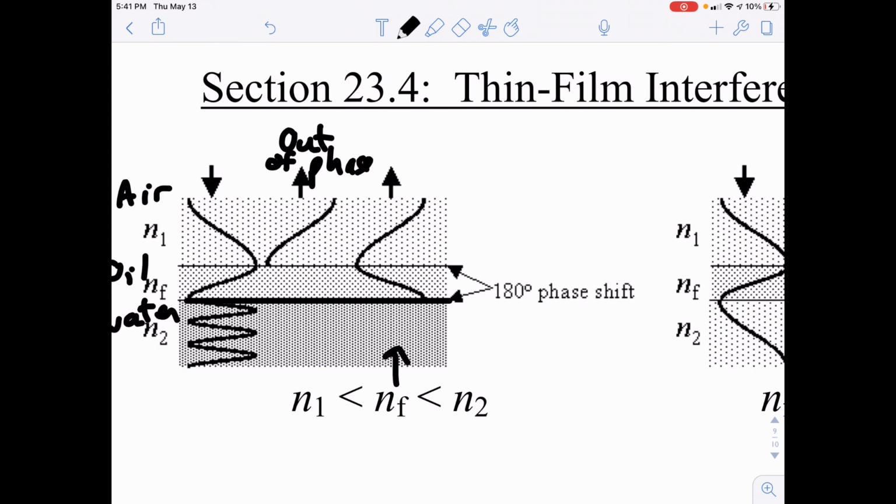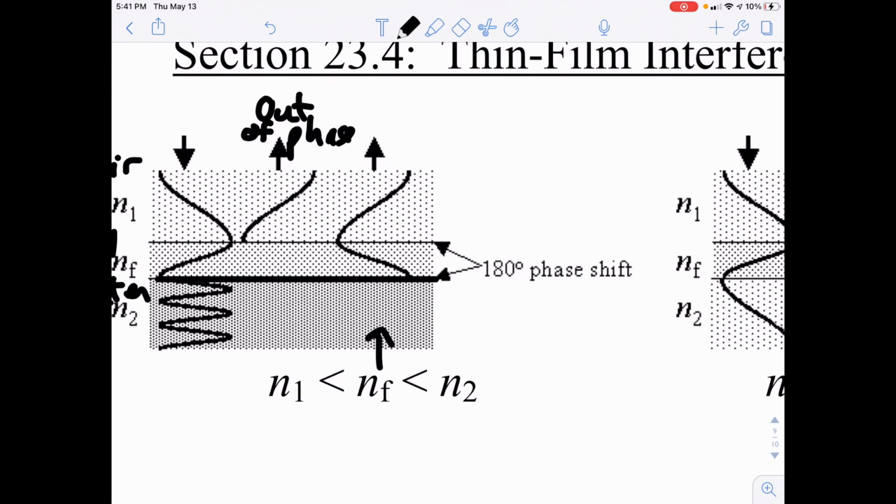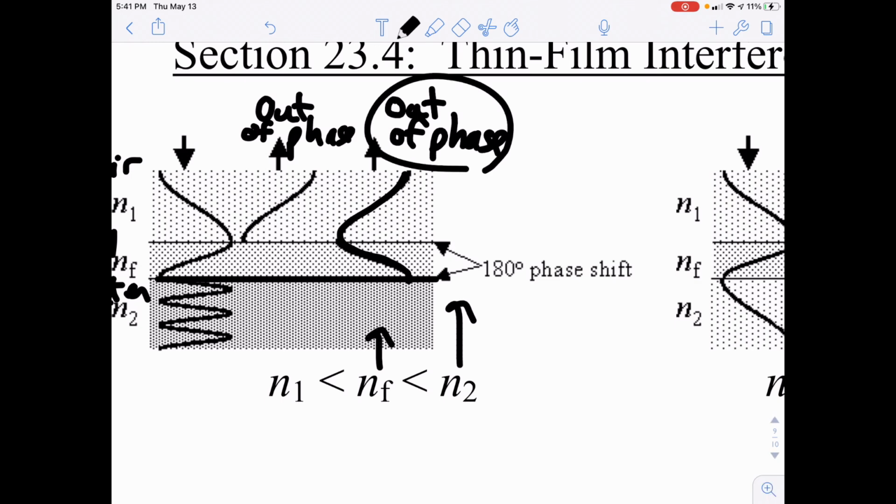But notice at the bottom boundary as well, n2 is higher than n of the film. And notice we're also reflecting out of phase compared to the original incident wave. So both reflections are out of phase. Now keep in mind, they're out of phase with the original incident light. However, since this is out of phase and this is out of phase, they're actually in phase with each other.